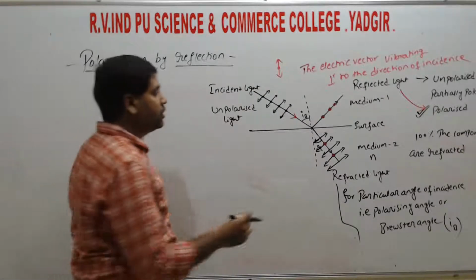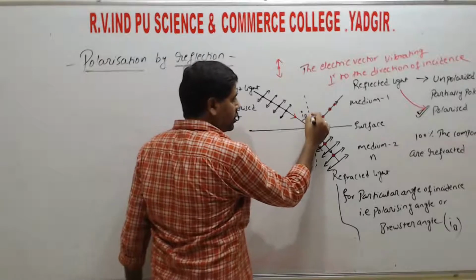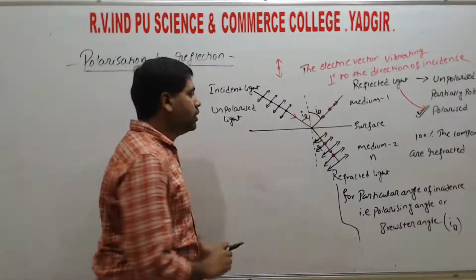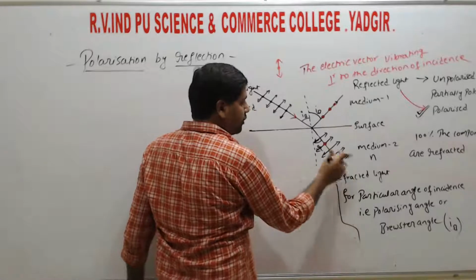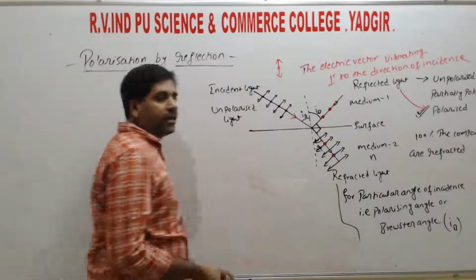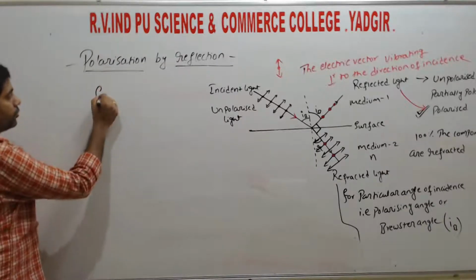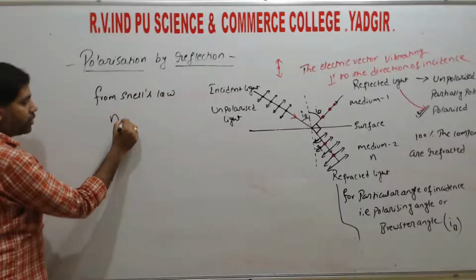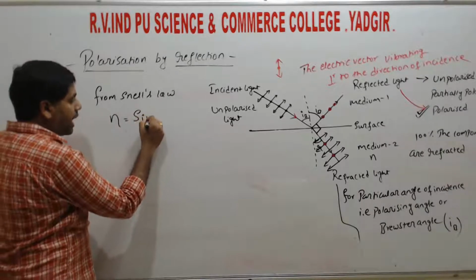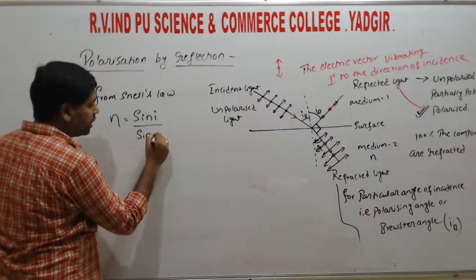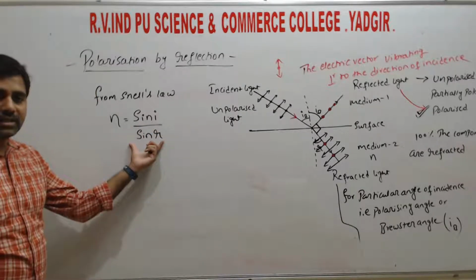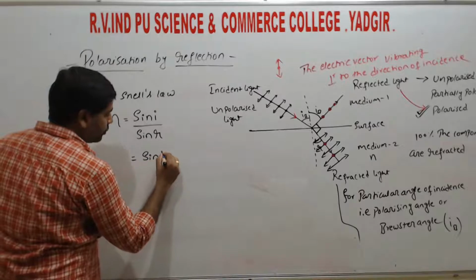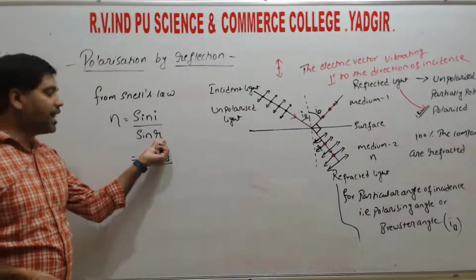So from the laws of reflection, this is the normal. The angle of incidence is always equal to the angle of reflection. Then the angle of reflection can also be written as IB. The angle between the reflected light and the refracted light is always equal to 90 degrees, right? From Snell's law, we can write the refractive index n is equal to sine of the angle of incidence to the sine of the angle of refraction. So this is Snell's law, right? Here the angle of incidence is IB, so sine IB. Next, this one is the angle of refraction.